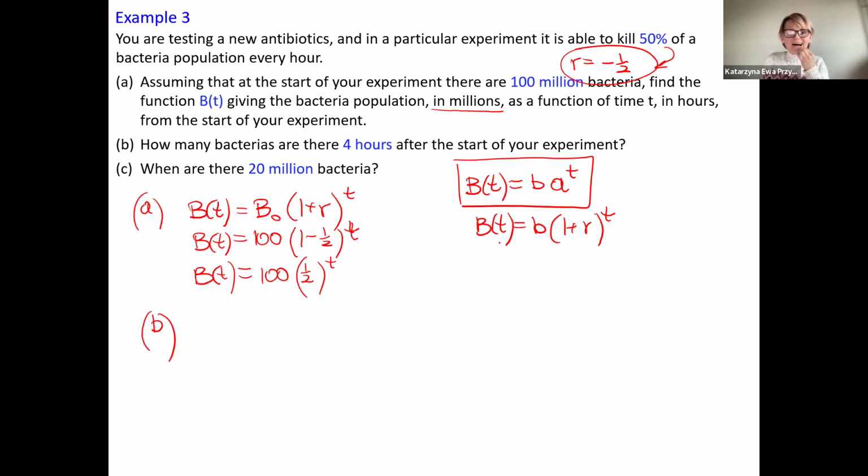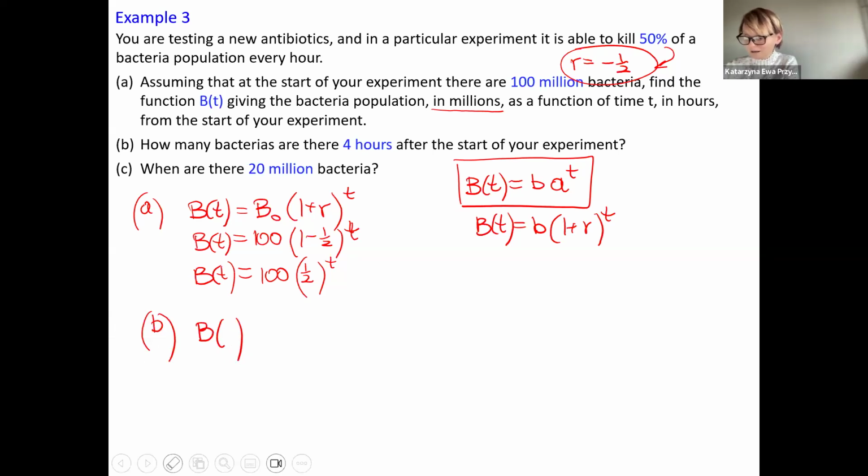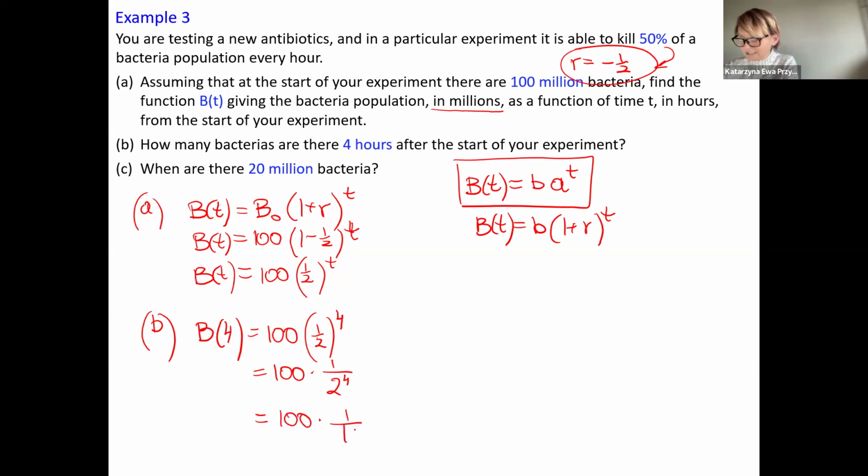Okay, how many bacteria are there 4 hours after the start of the experiment? What do we have to do for part B? Just substitute 4. Can somebody maybe use the calculator? Or maybe we don't have to use the calculator. Let's see, 1/2 to the power of 4. 2 to the power of 4 is 16.